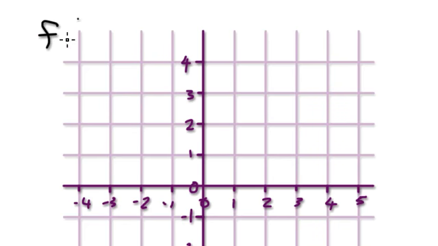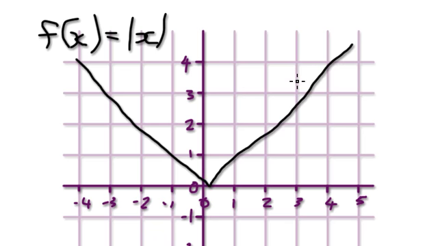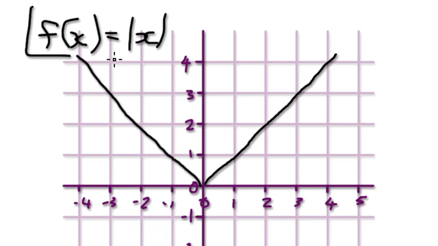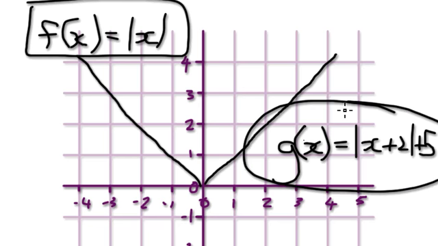My point is that if you have a function f of x equals the absolute value of x, it will look like this. My point is that you can actually apply transformations to this. So if you have a new function, the absolute value of x plus 2, and then you can add 5, you can actually use transformations to draw this function.